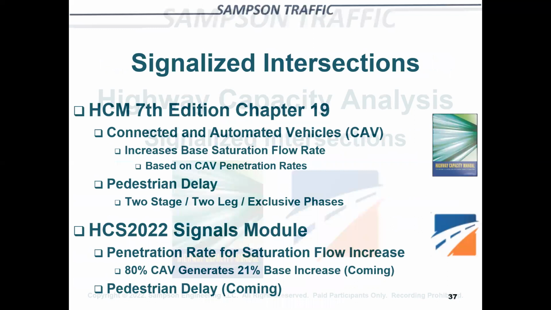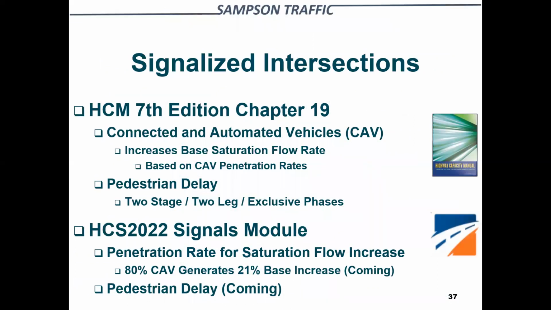For signalized intersections, again, the interaction of CAVs, or the penetration rate, increases the base saturation flow rate. And you may or may not know, the base saturation flow rate gets modeled to generate an adjusted saturation flow rate, and then that gets converted to capacity, knowing the green to cycle ratio and the flow rate.